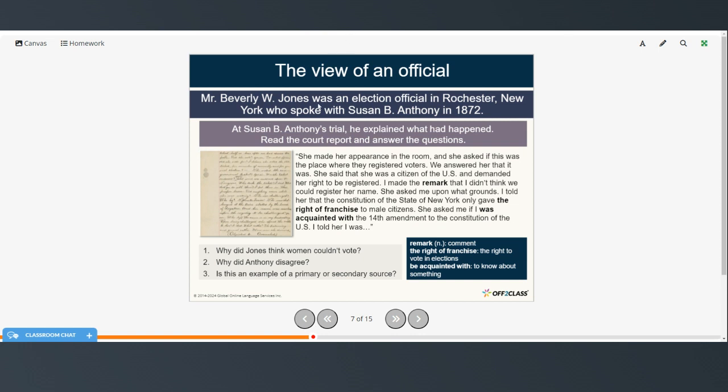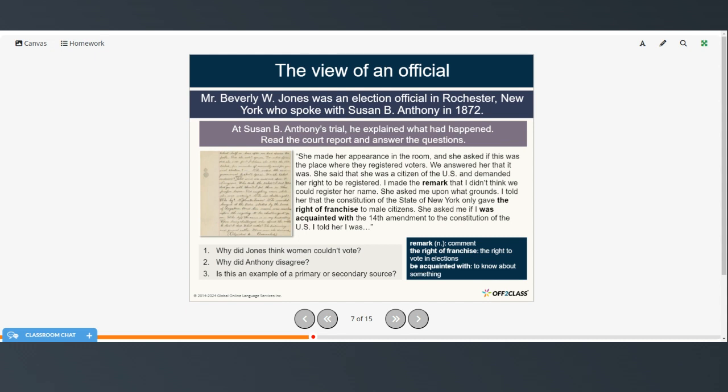Mr. Beverly W. Jones was an election official in Rochester, New York, who spoke with Susan B. Anthony in 1872. First, we have some vocabulary. We have remark, which means to comment. The right of franchise means the right to vote in elections, and to be acquainted with means to know about something.